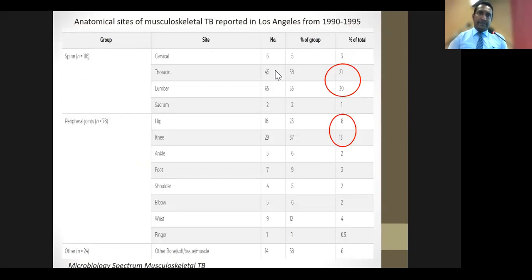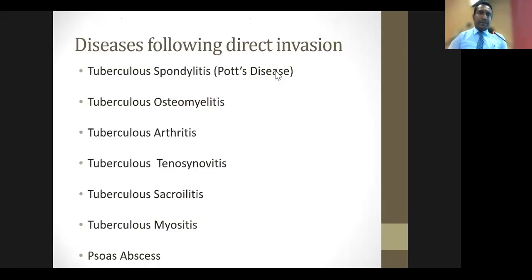This is a study done in the 1990s in the USA. They analyzed the anatomical sites of musculoskeletal TB involvement. As you can see, in the spine, most commonly affected are the thoracic and lumbar regions. In the peripheral joints, most commonly affected are the hips and knees.